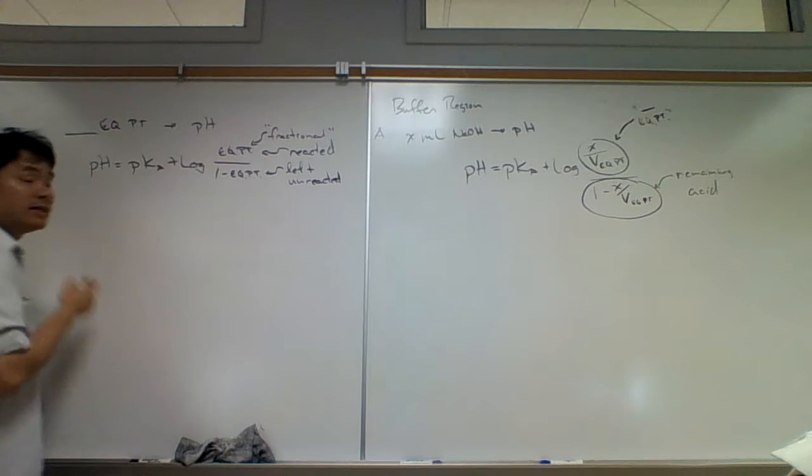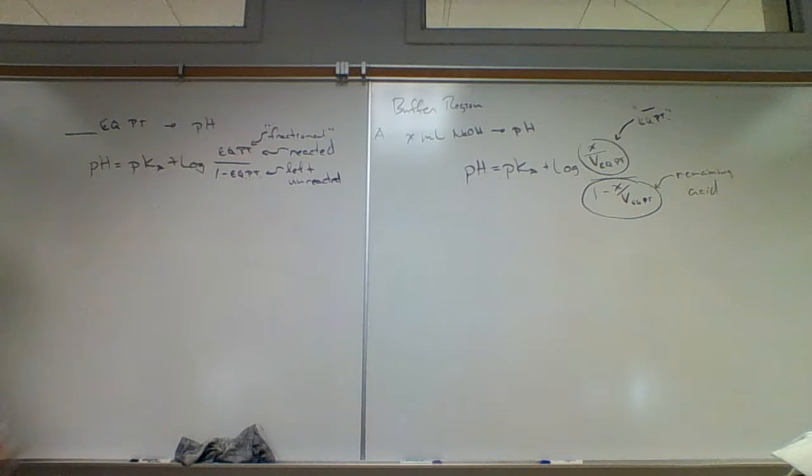The amount that's reacted is going to produce the conjugate base, so that's why this is the base. The unreacted is the acid here. And so this would be a calculation type B.